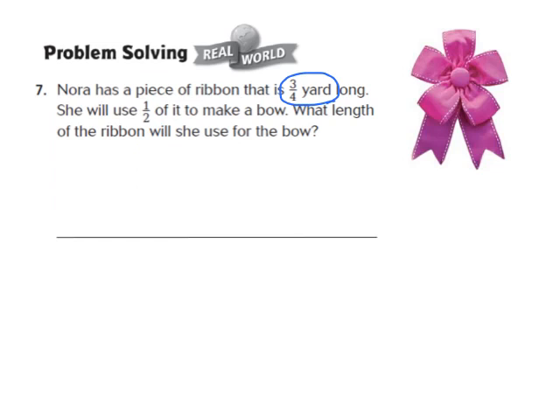She will use 1/2 of it to make a bow. So in order to find the length of ribbon she'll use for the bow, we have to find 1/2 of the fraction 3/4. Now remember, we've talked about that little word "of," and that little word "of" just represents multiplication.